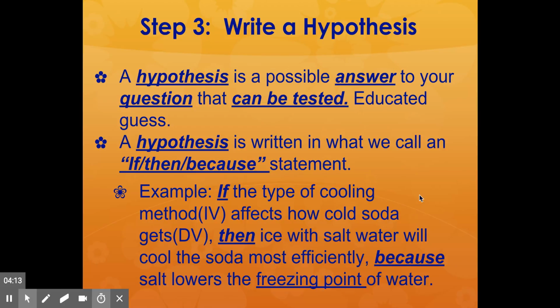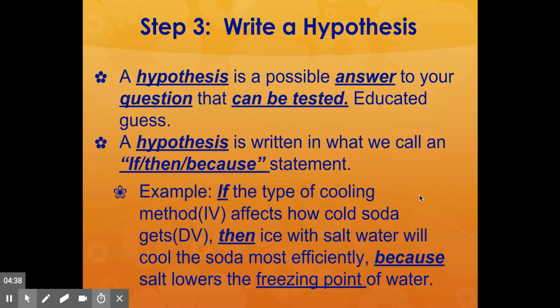how cold the soda gets, then, okay, so this is the next portion of the if, then, because. This is the then. So this is where I'm making my prediction. This is where my educated guess comes in. So I've said in my if portion that there's a relationship between the cooling method and how cold the soda gets. I said there's a relationship between the independent variable and the dependent variable.